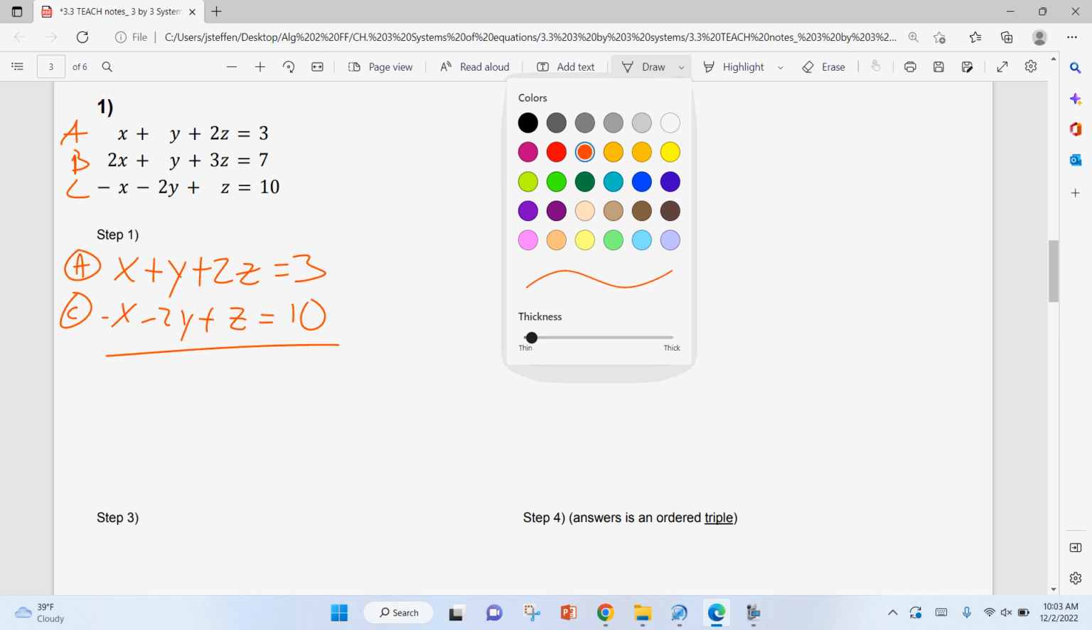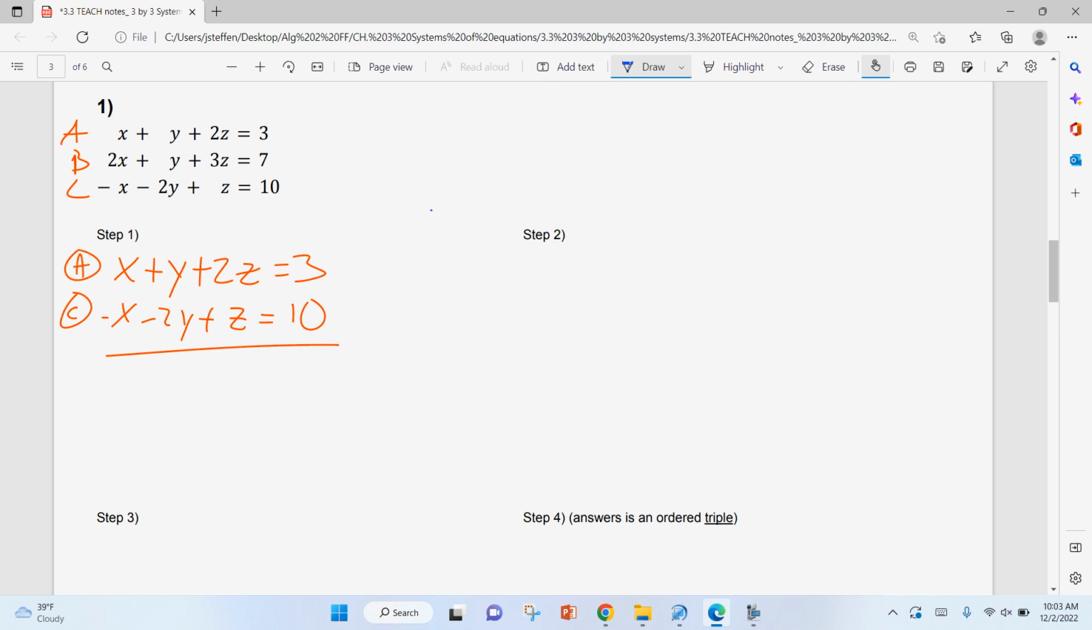So once you have that, now we're going to add those together. So my x's cancel. I have positive y minus 2y is negative 1y. 2z plus 1z is 3z. And 3 plus 10 is 13. So that's our new equation. We're going to use that in step 3. I label that equation D. Again, you don't have to. It's you. But it's nice, especially in your notes, to know exactly. Like now when you look at step 1, you know exactly, oh, I used the first one in the last equation.